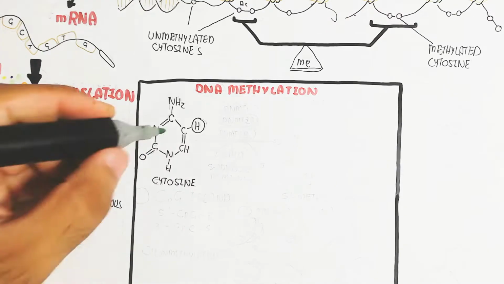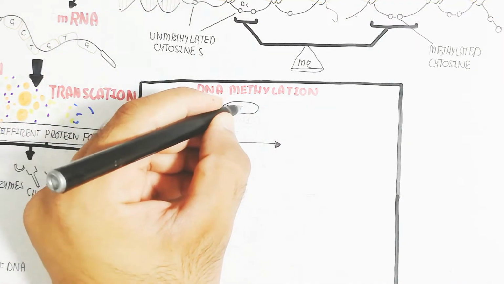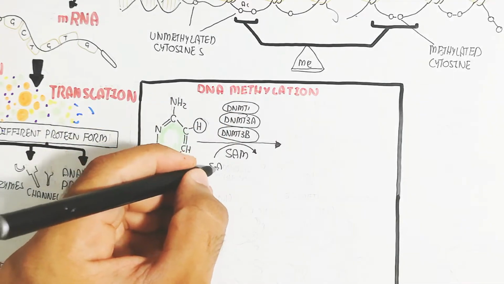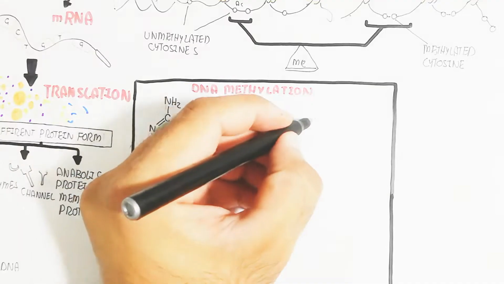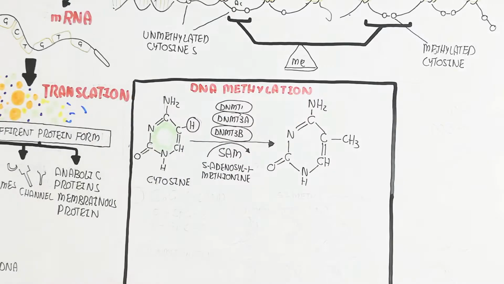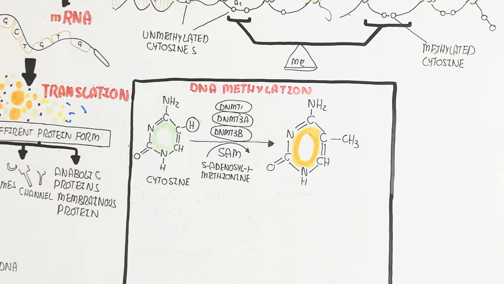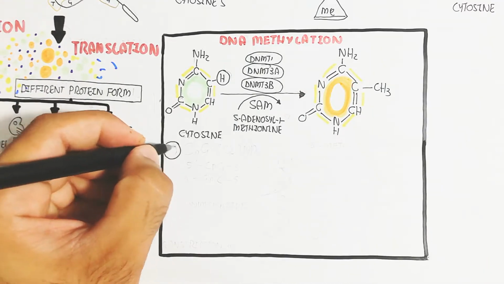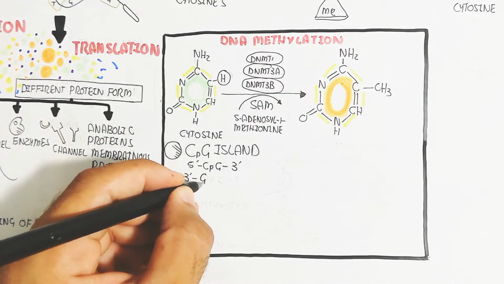So let's begin to understand how DNA methylation is possible. The enzymes DNA methyltransferase 1, 3A and 3B are involved, along with SAM, S-adenosyl methionine, which works as a substrate. In the presence of the enzyme, the methyl group is transferred. After the methyl group transfer and removal of the proton, 5-methylcytosine is formed. So it is known as cytosine methylation, 5-methylcytosine.